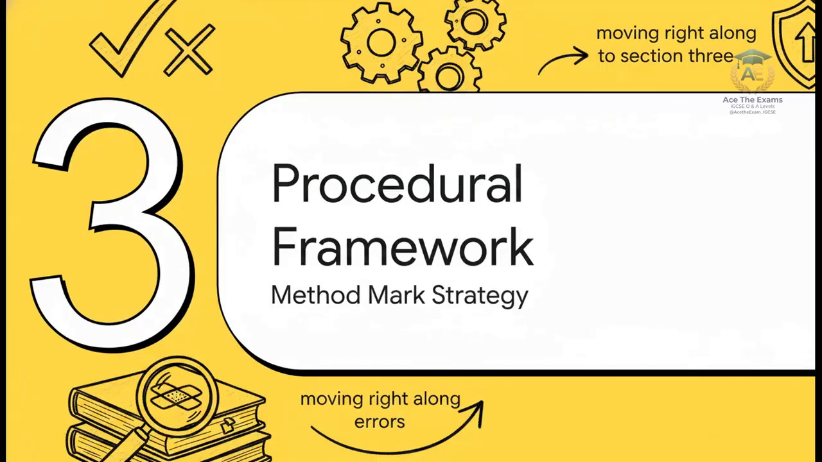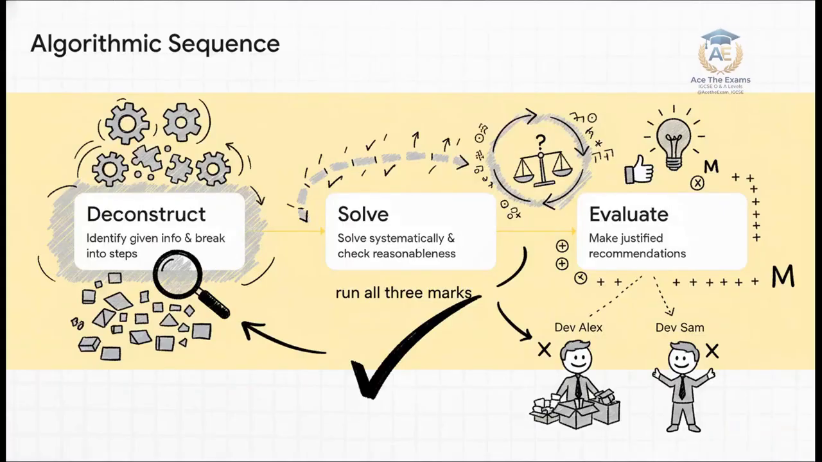Which brings us to Section 3, the procedural framework, the method mark strategy. So here is the critical algorithmic sequence you need for higher-order, multi-part problem solving. Step 1. Deconstruct. You identify the given info and break it down into logical steps. Step 2. Solve systematically. Always checking for reasonableness as you go. Step 3. Evaluate. This is where you make those justified recommendations.